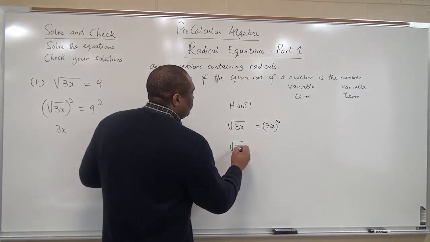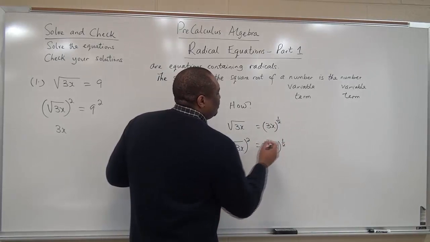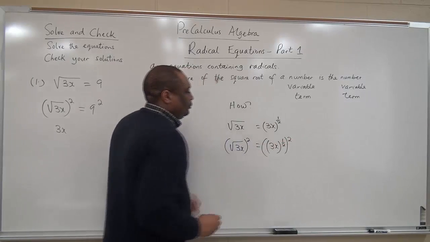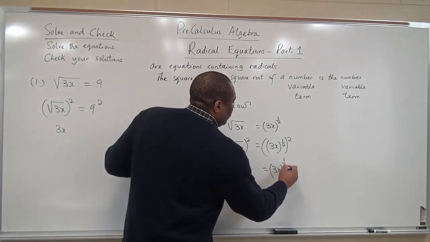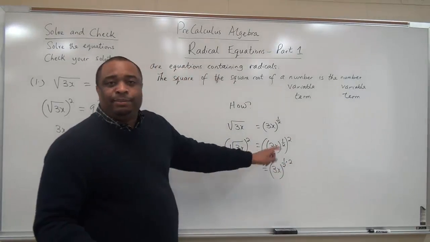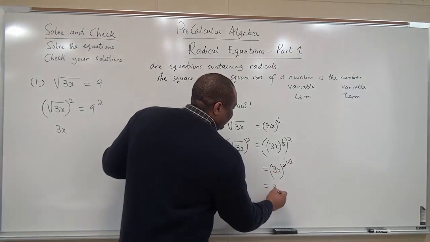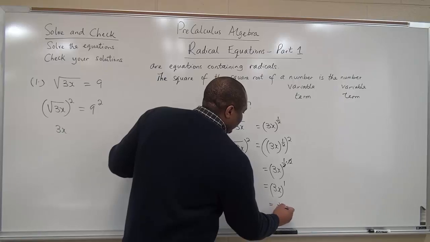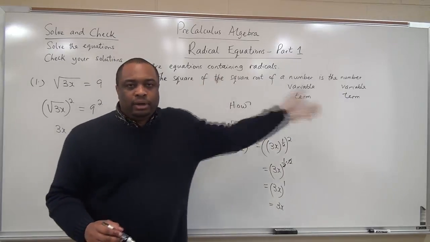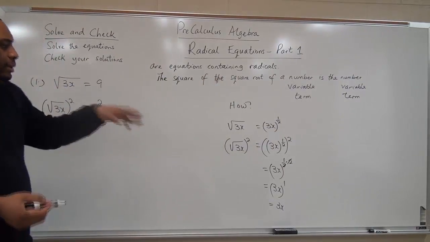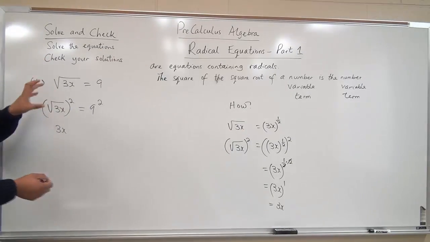Then the square root of 3x all squared will now be 3x raised to exponent 1/2, all squared. So this will be 3x raised to exponent 1/2 times 2, by the law of exponents. And 1/2 times 2 is 1. So this is 3x to the exponent 1, and that is just 3x. It works for cube root, fourth root, fifth root, sixth root, all of them, the nth root of the term.